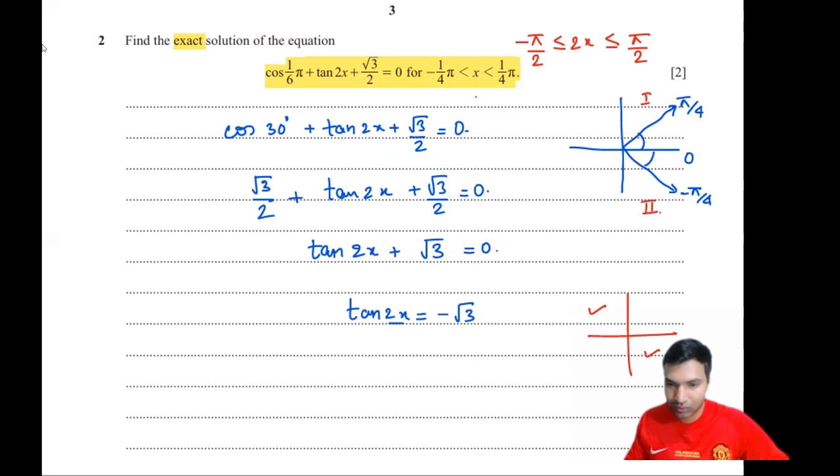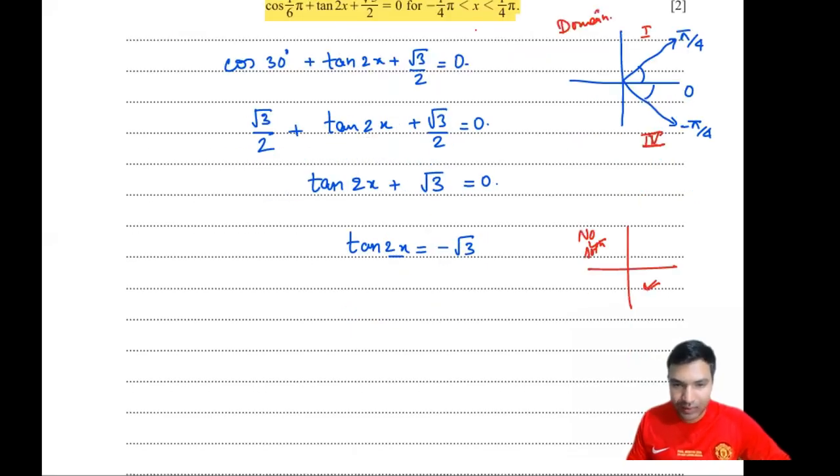So I have no solution over here because my domain is defined only for the first quadrant and the fourth quadrant. This is the fourth quadrant, isn't it? So I'll get only one solution, which is this. Getting it? So now I can say tan inverse of... you just find the principal value over here. So the principal value: 2x is equal to tan inverse of root 3. Forget about this negative. Negative only tells us that the solution is not in the first and third quadrant, because tan is positive there.